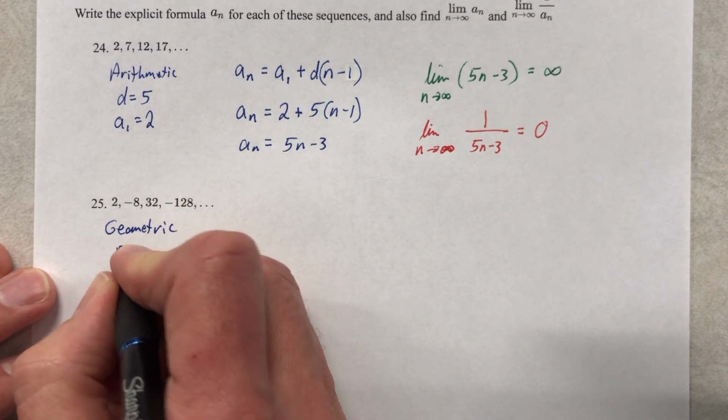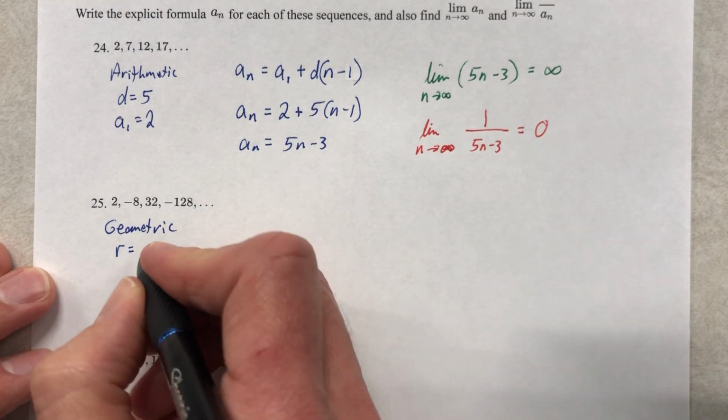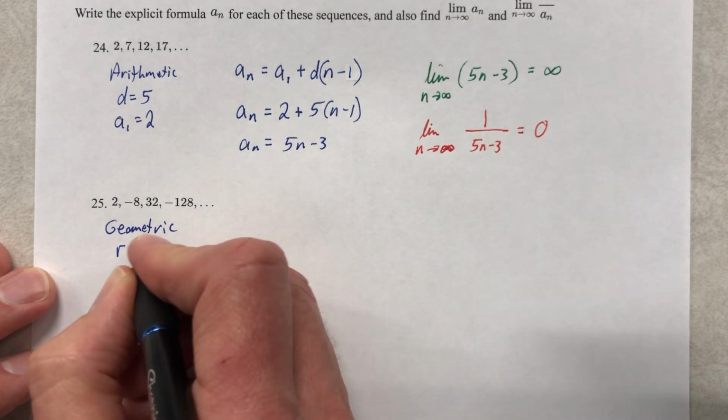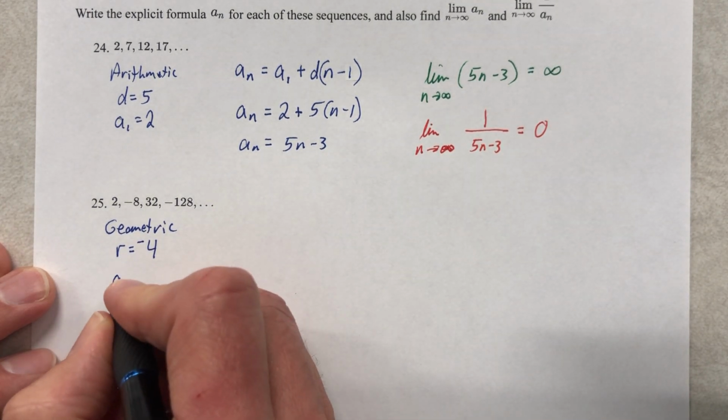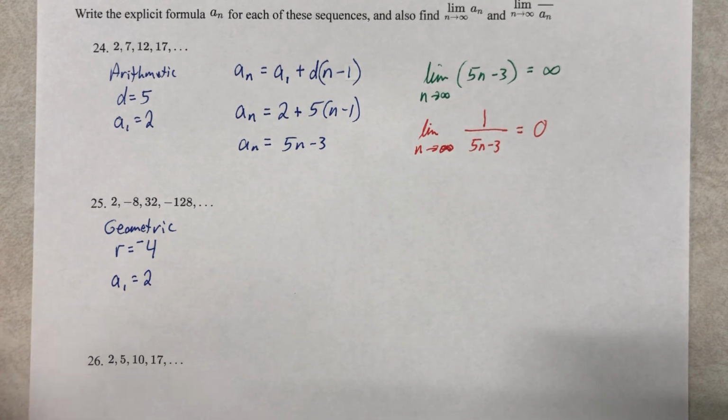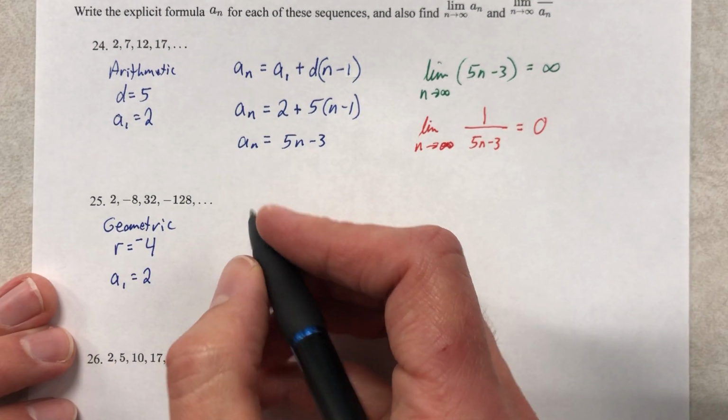And our common ratio is the number we're multiplying by, which is 4. But I lied, it's actually negative 4. And it's good to know that our first term is 2. You don't have to write that, but there it is. So let's write the explicit form of a geometric sequence.